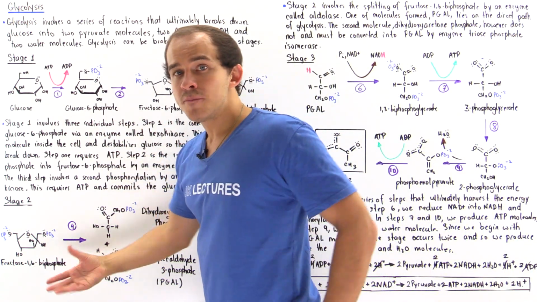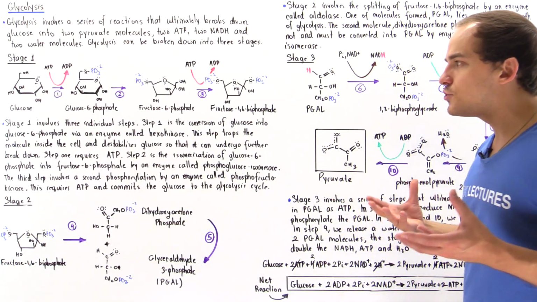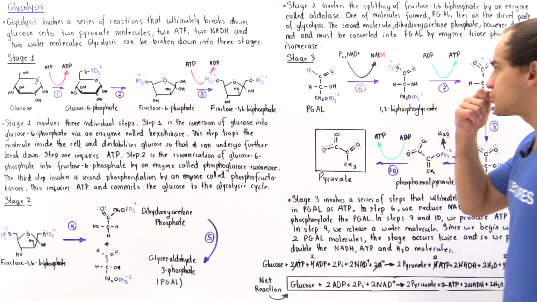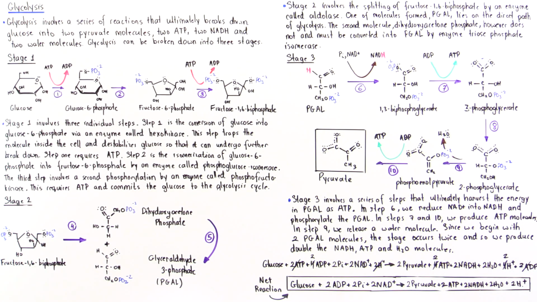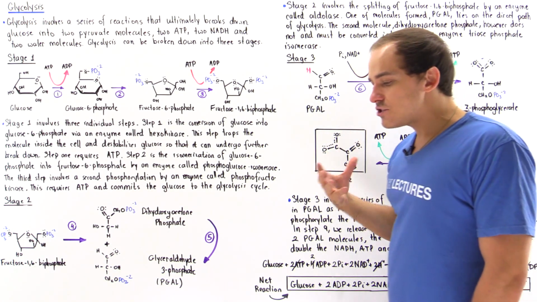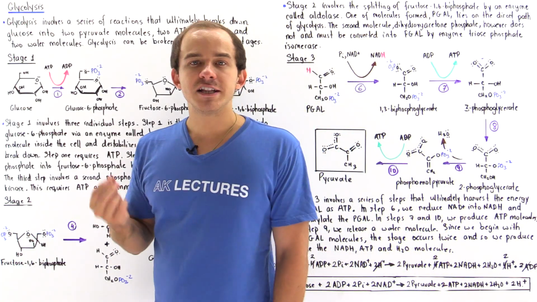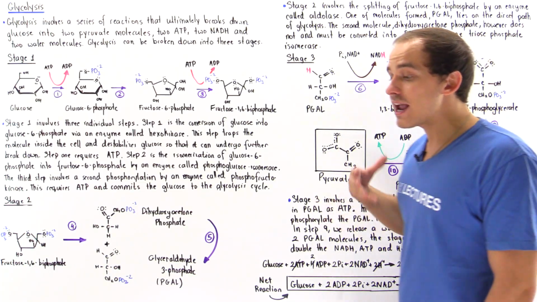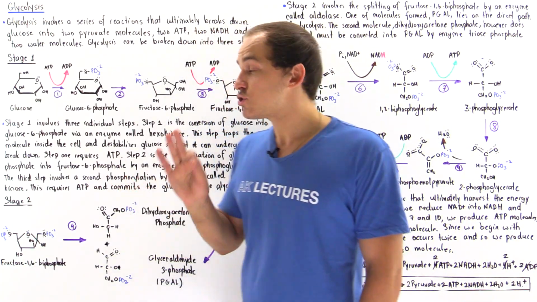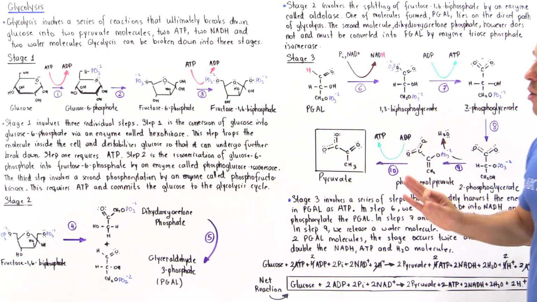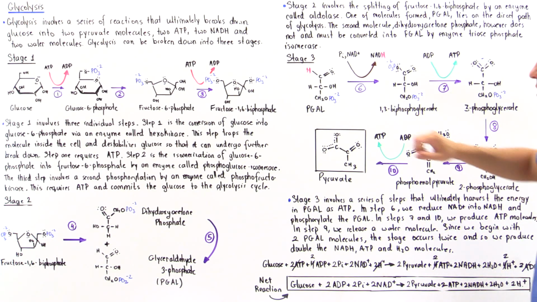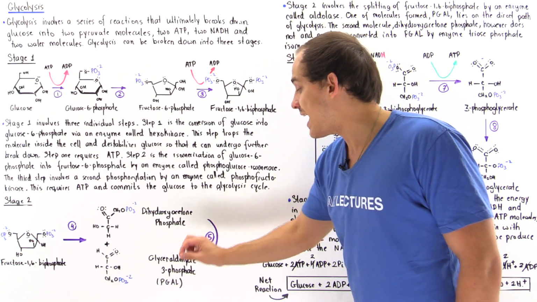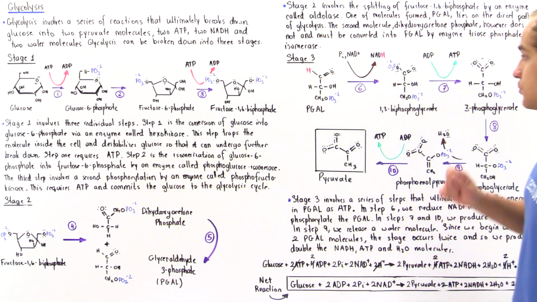So in stage 2, we basically do not use any energy, and the entire goal is to produce 2 PGAL molecules. And finally, let's move on to stage 3. Stage 3 itself involves 5 individual steps. This is the process where we produce our ATP molecules as well as the water molecules and our NADH molecules. So let's begin with stage 3, and we begin with the PGAL molecule that we form in stage 2.